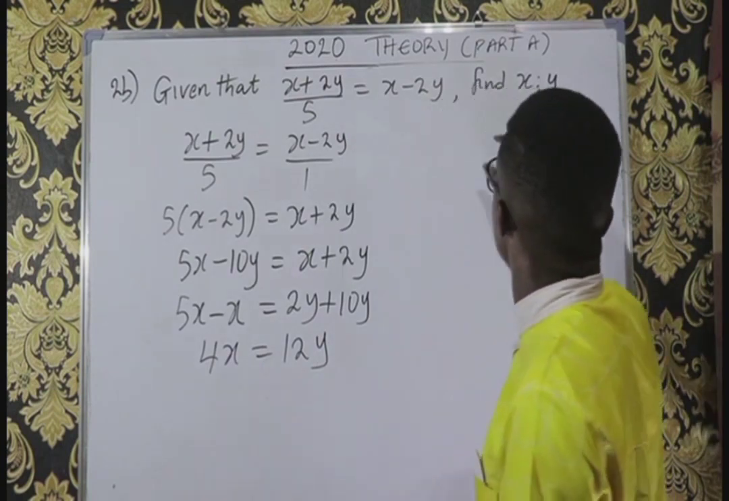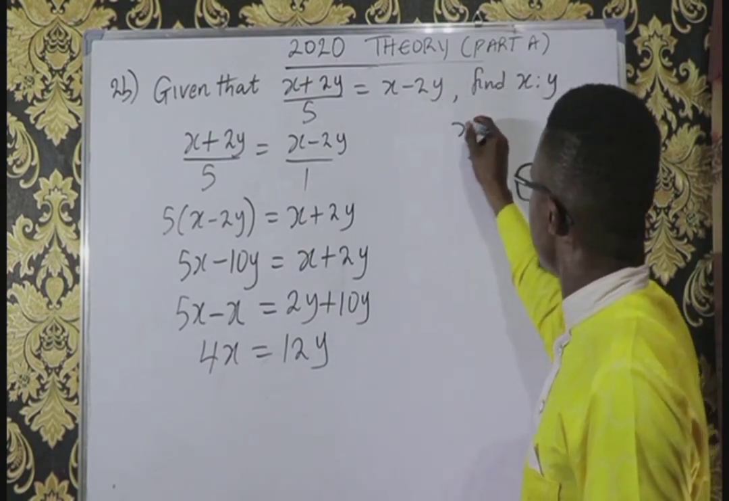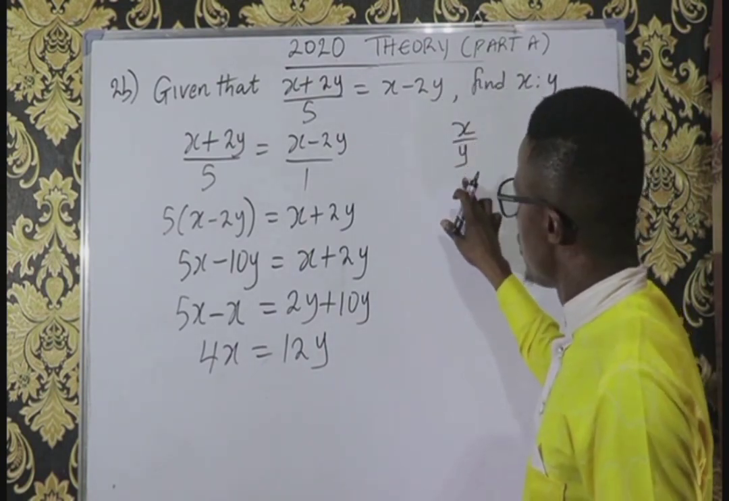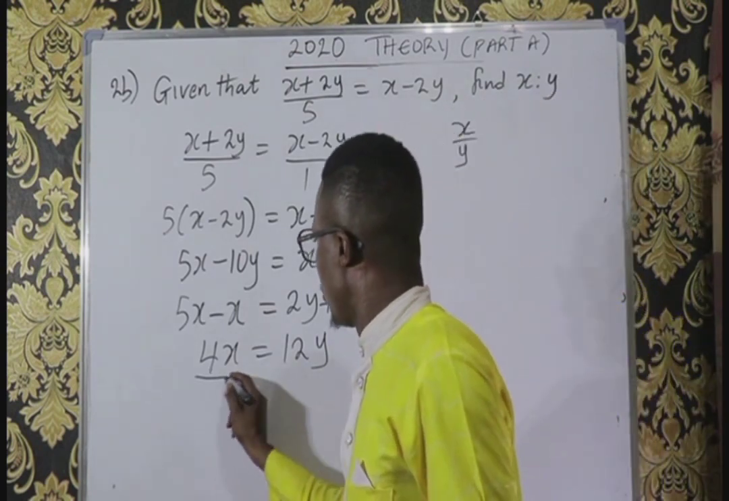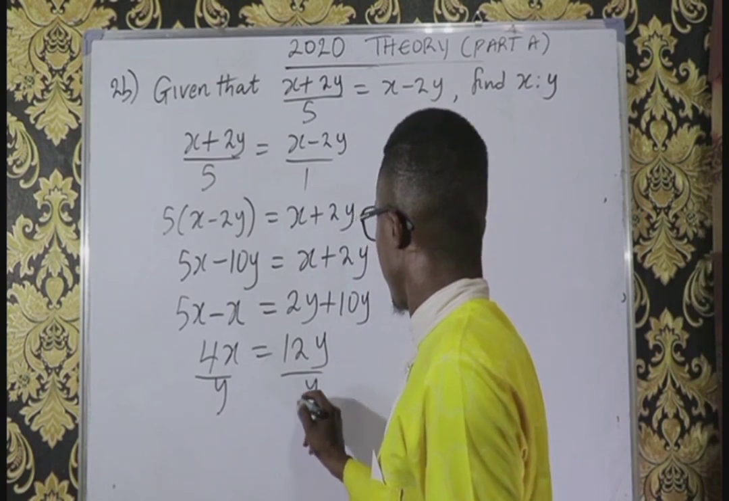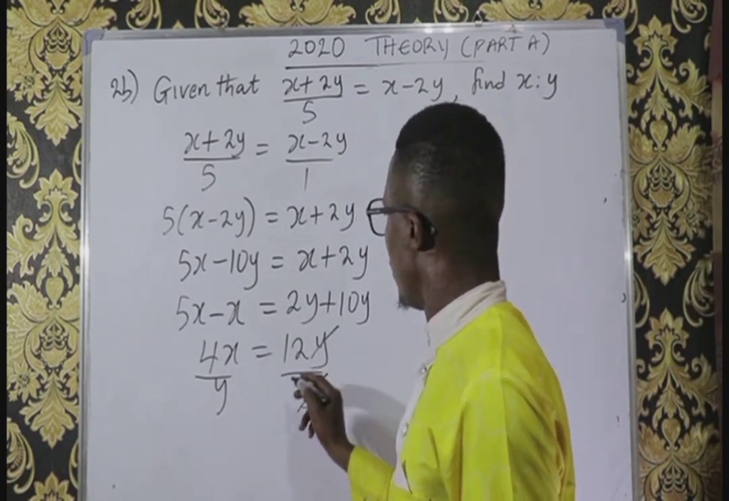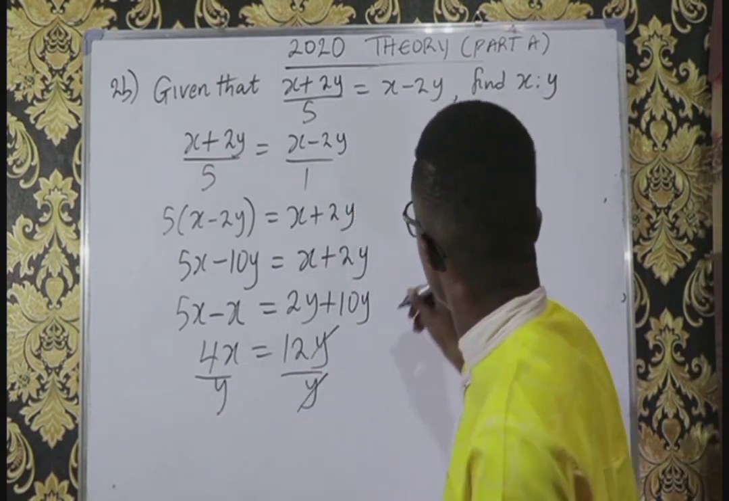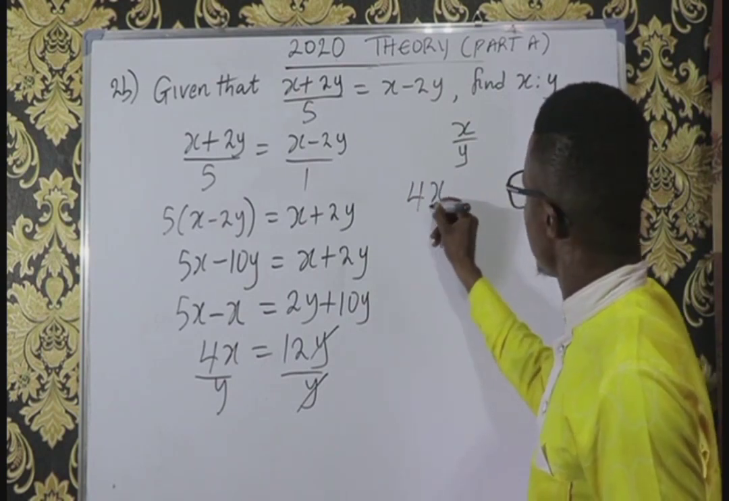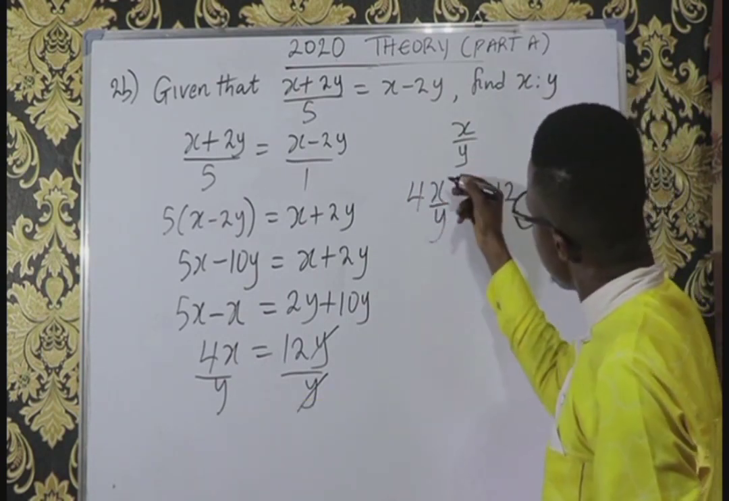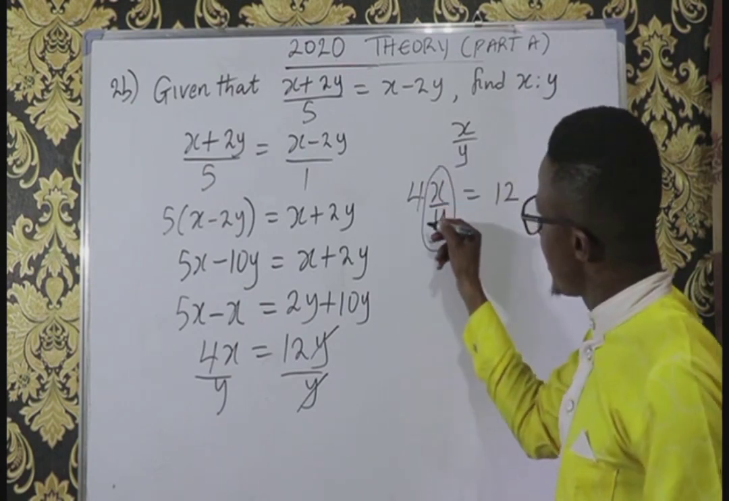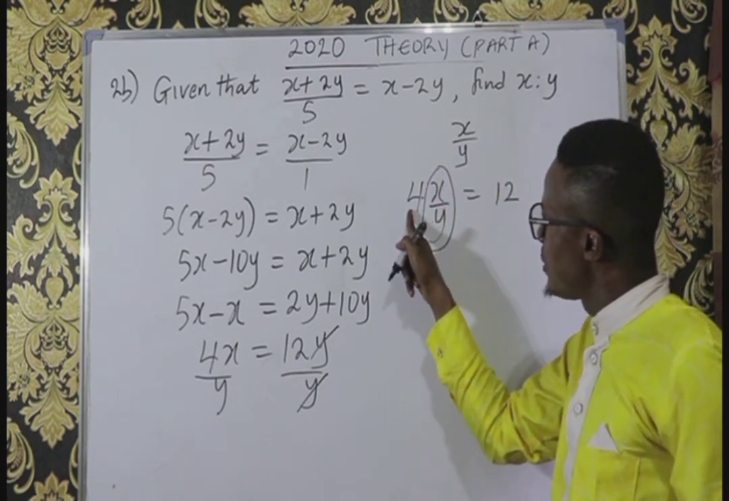Now we are asked to get x is to y. x is to y is the same thing as x over y, which means we are dividing by y. y is down here. Therefore, divide both sides by y. y cancels y. I'm now having 4x over y, as you can see here, is equal to 12. We need x over y. So to get this x over y, I will divide both sides by 4.